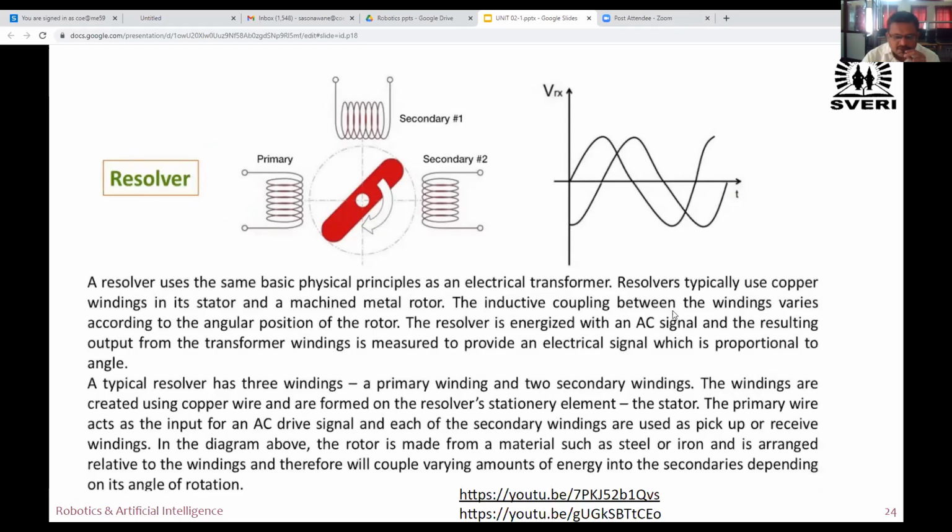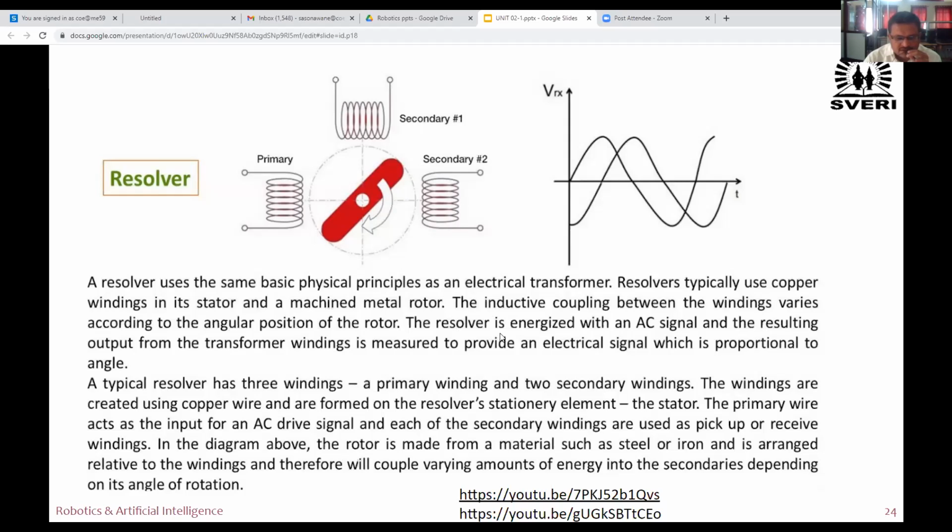The inductive coupling between the windings varies according to the angular position of the rotor. See that this is the rotor, the metal rotor, this is the primary winding, and these two are the two secondary windings S1 and S2. Therefore, the EMF induced in the two secondary windings will depend upon the position of this metal rod, this metal rotor.